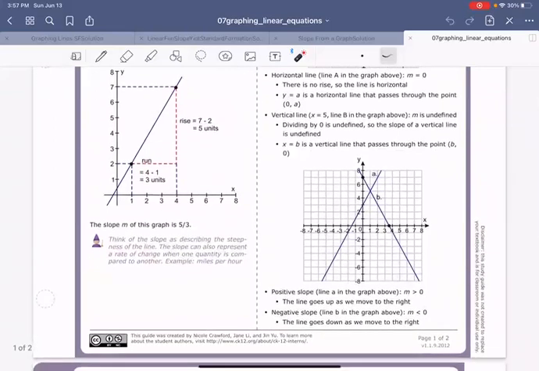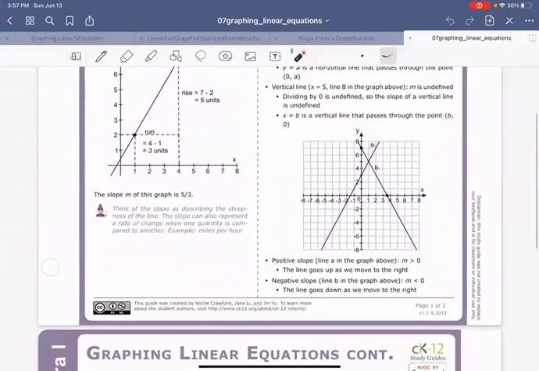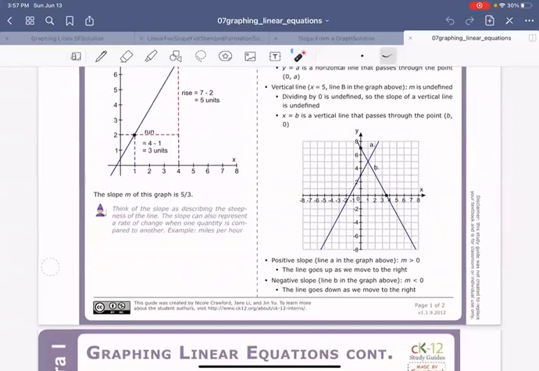Positive slope: when you have a line going from the left and then going up, that is called a positive slope. If you have a line going down like that, this is a negative slope. If you use m or k to represent your slope, for this one m is bigger than 0, and for this one m is less than 0.